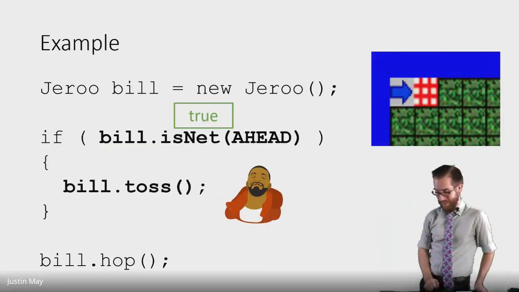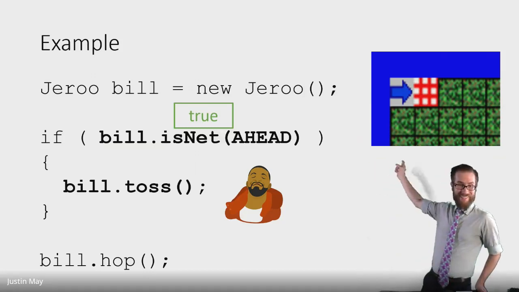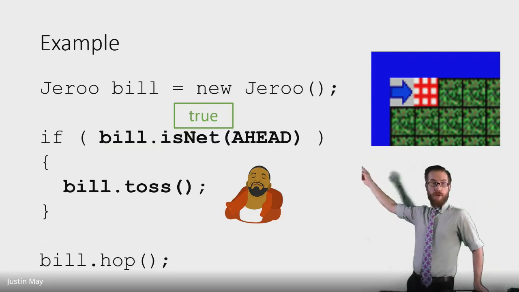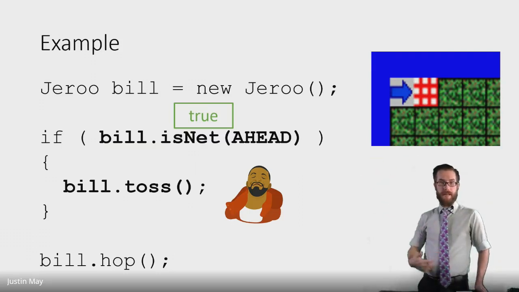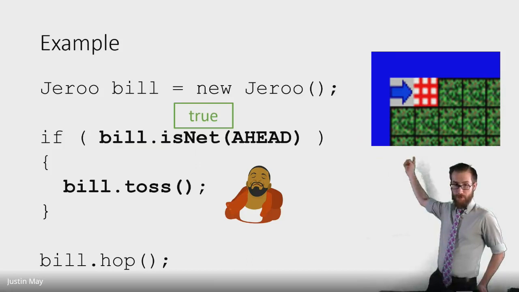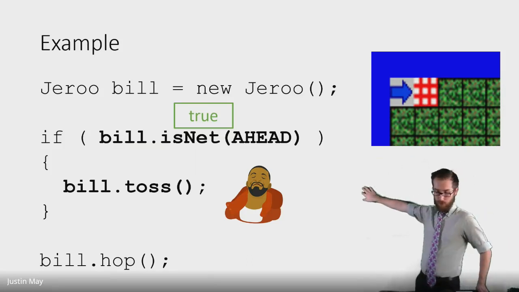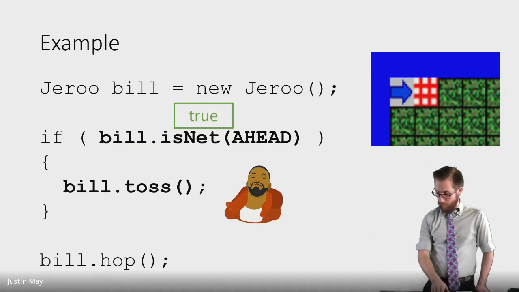Here in this example, Bill is the arrow, and there's a net in front of him. So this is a true statement. Bill that is not ahead. That's true. There's a net ahead of Bill. So Bill is going to toss a flower.